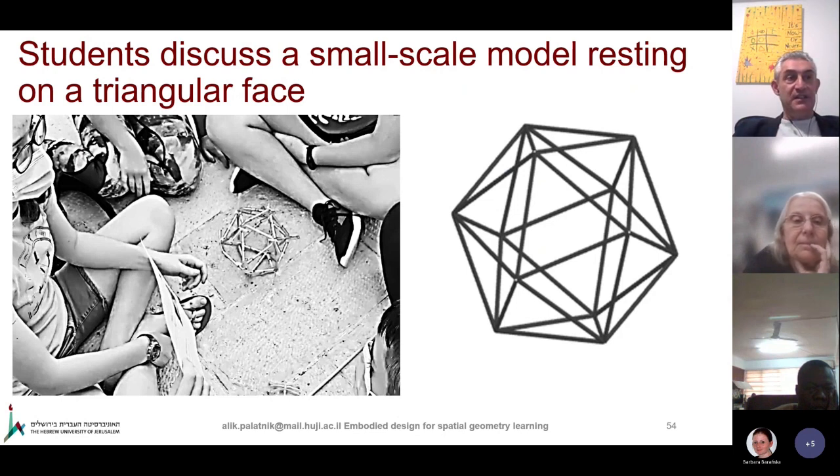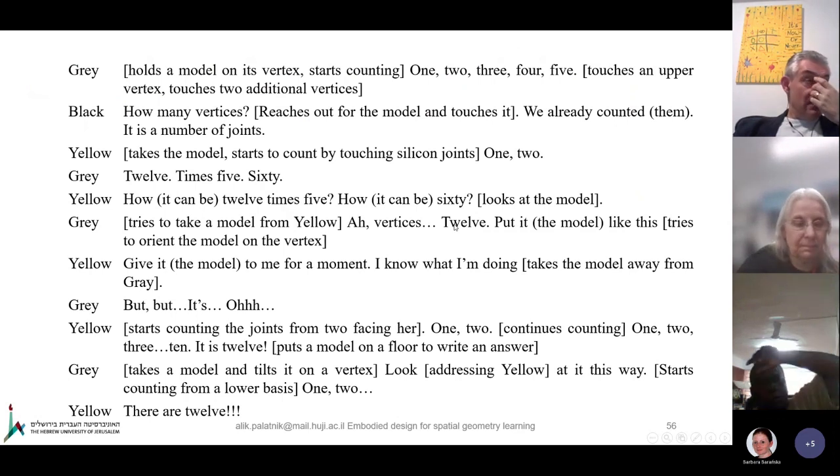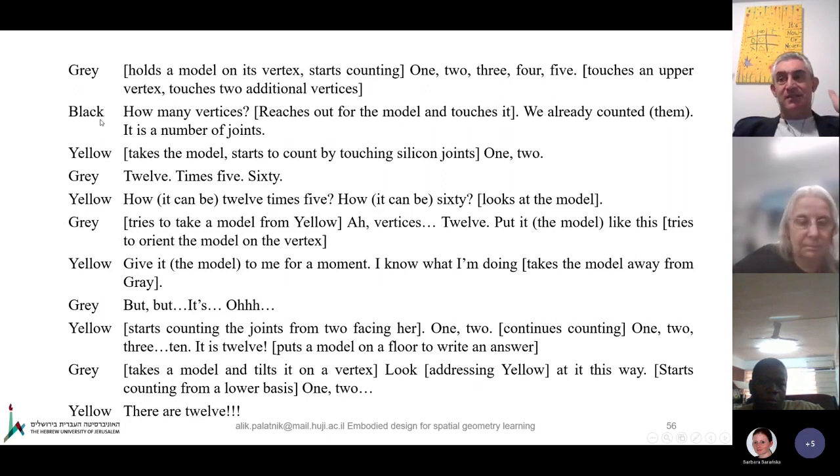So here, as you can see, they have this small model and it's lying on a face. And they started to discuss this. And now they're trying to discuss this resting on a vertex. And one of the students, Gray, holds the model on its vertex and starts counting 1, 2, 3, 4, 5, touches an upper vertex, touches two additional vertices. And I call them by the color of their t-shirts, okay? So it's gray, black, yellow, gray, and I think orange will come at some point, and also blue. Okay, so that's their t-shirts.